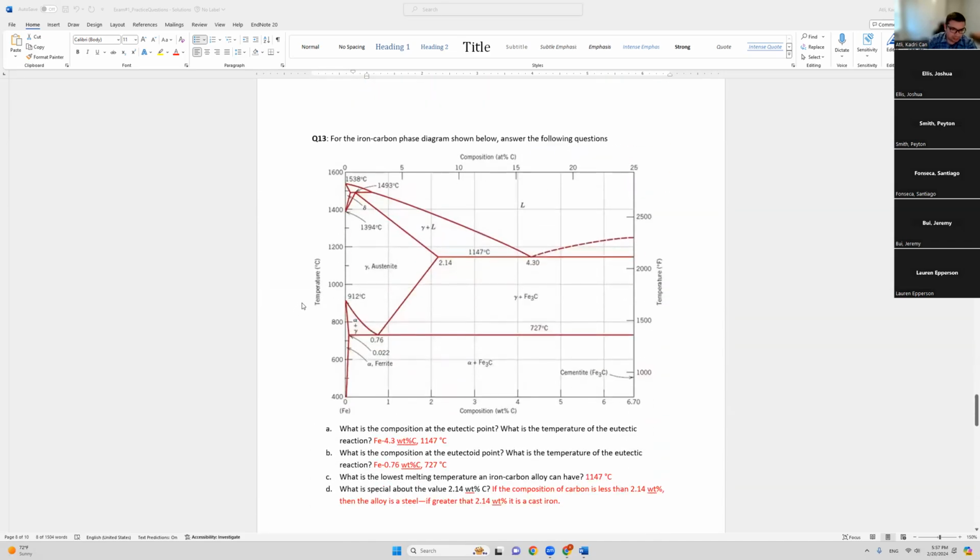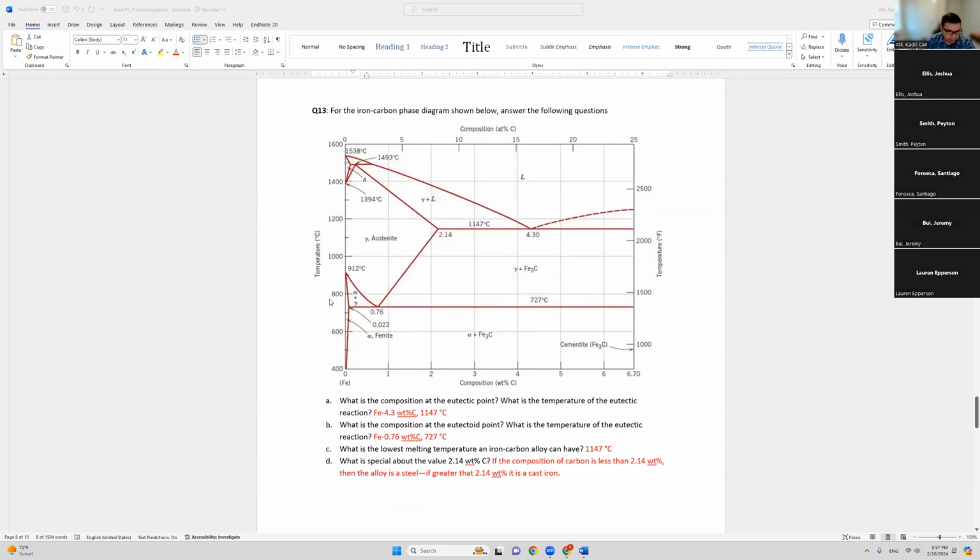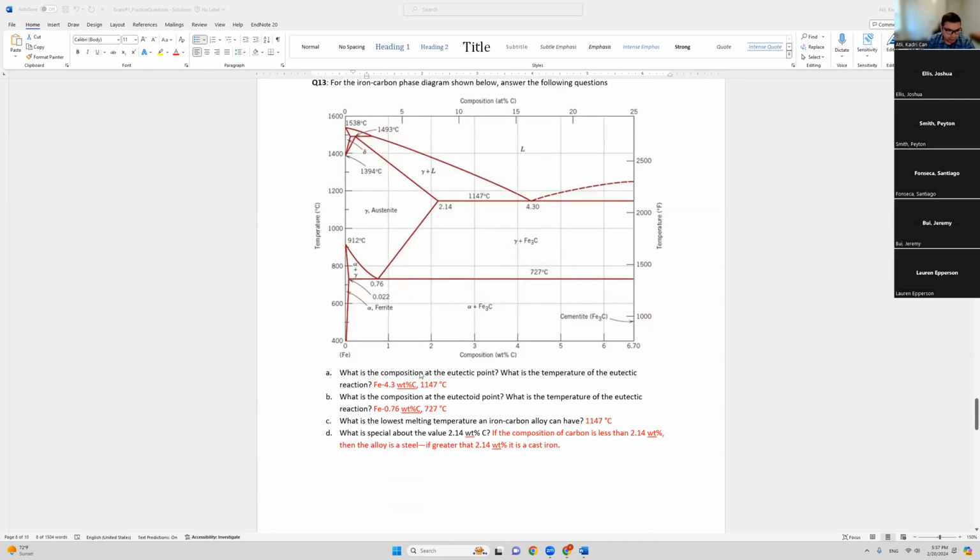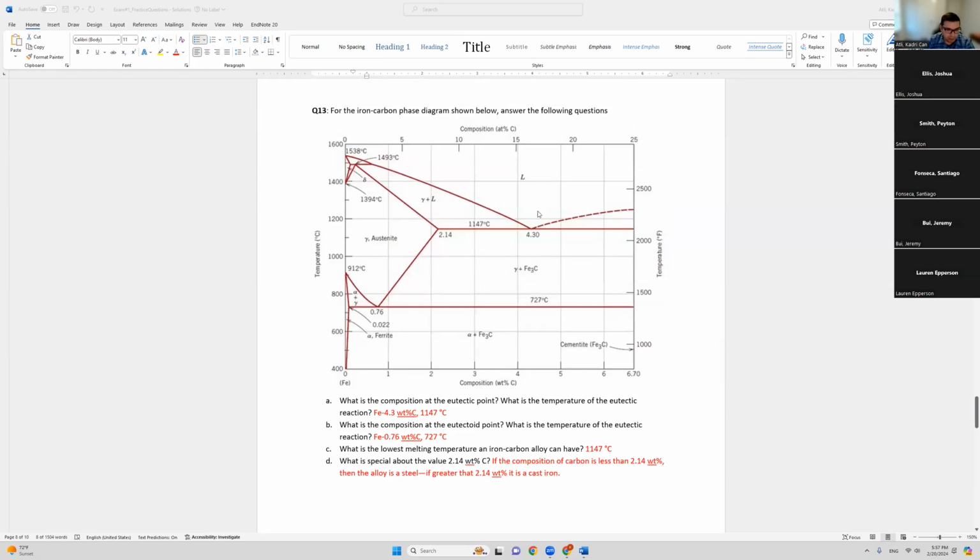So another phase diagram question. Again, we are asked to find the composition at the eutectic point. In the iron-carbon phase diagram, remember the definition of eutectic points: liquid goes to two solid phases. This is the eutectic point, and the eutectic reaction is at 1147 degrees Celsius. At 1147, we transform liquid to two solid phases. The eutectoid point is when you have one solid phase going into two different solid phases.